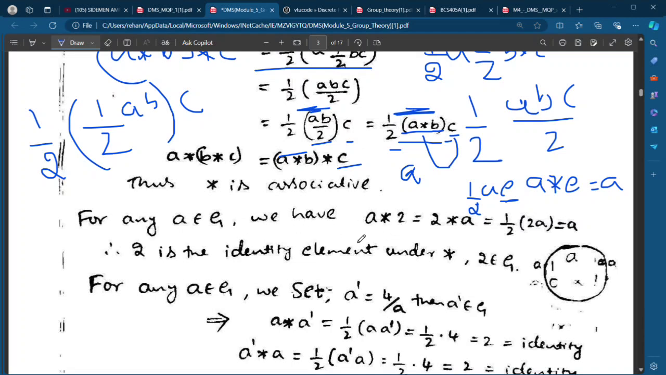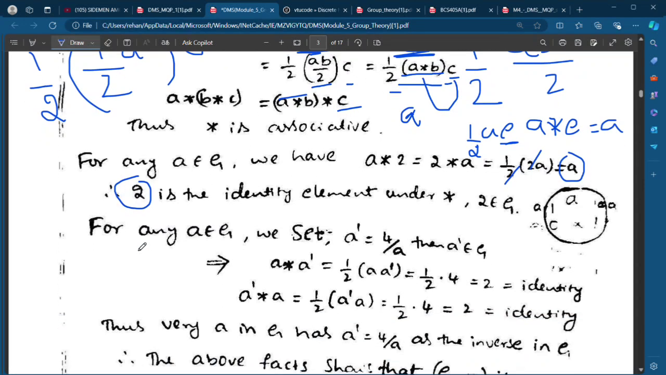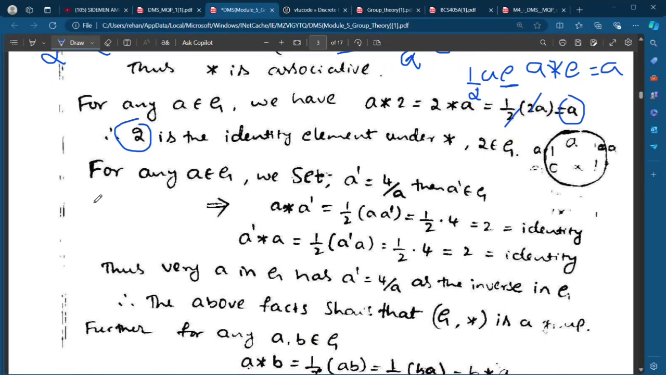So that's why I'm taking 2, such that A star 2 is equal to 2 star A because of associativity, which is equal to half into 2 into A. Here 2 gets cancelled, so only A is remaining. So I can say that 2 is the identity element.